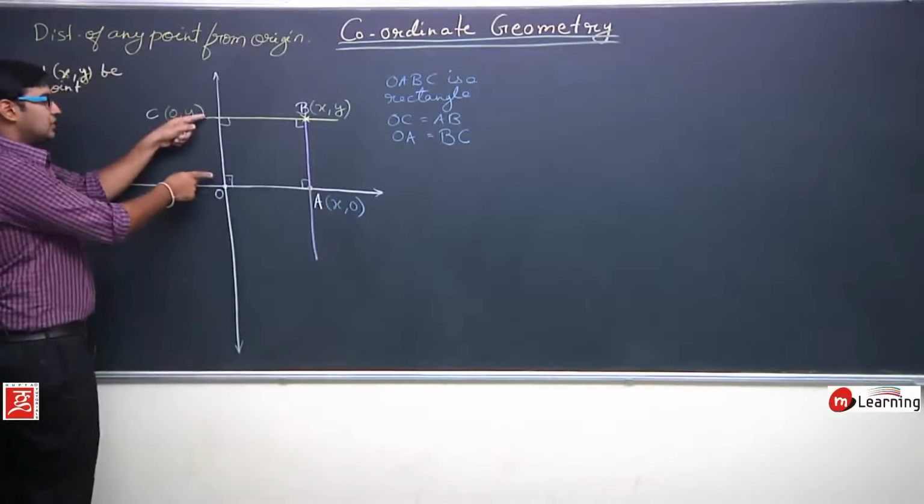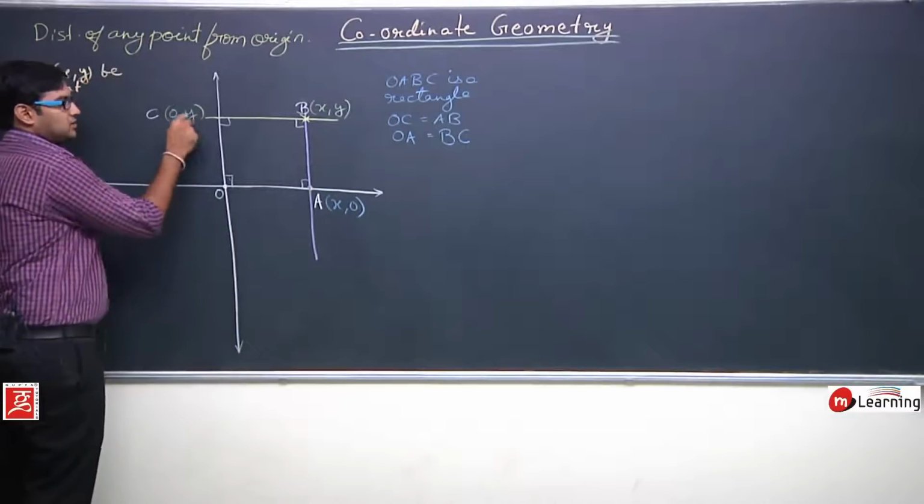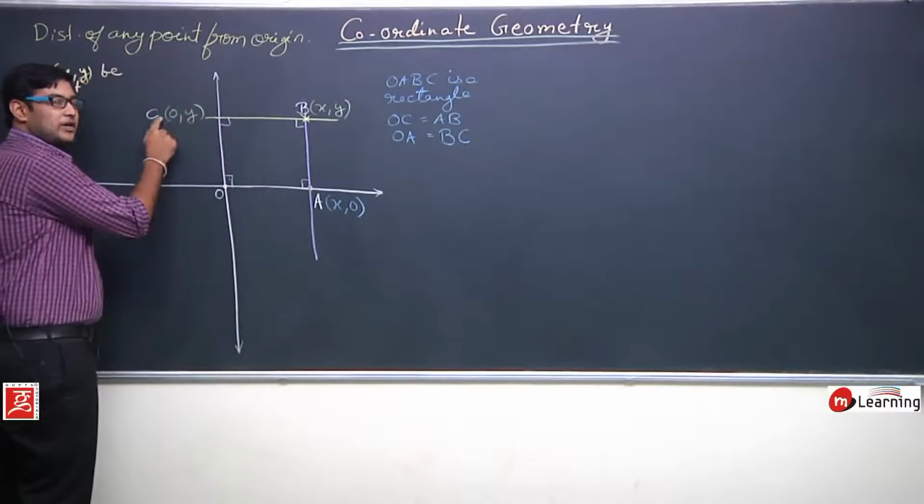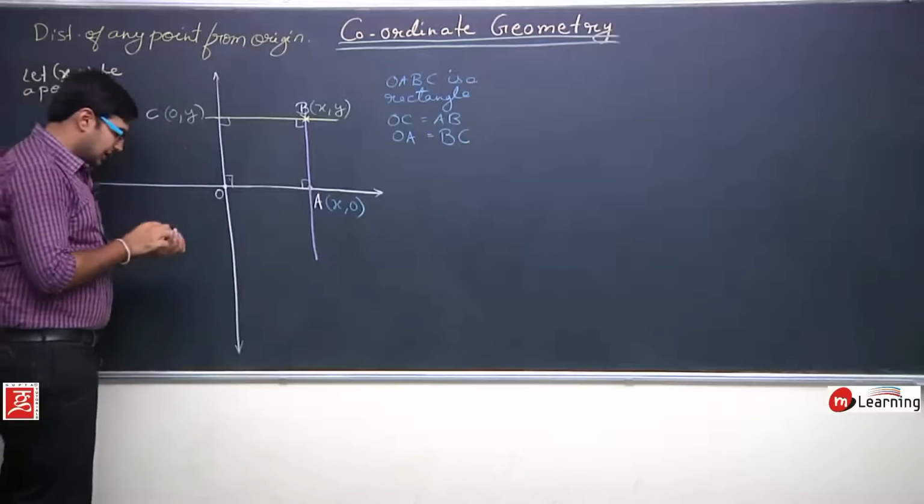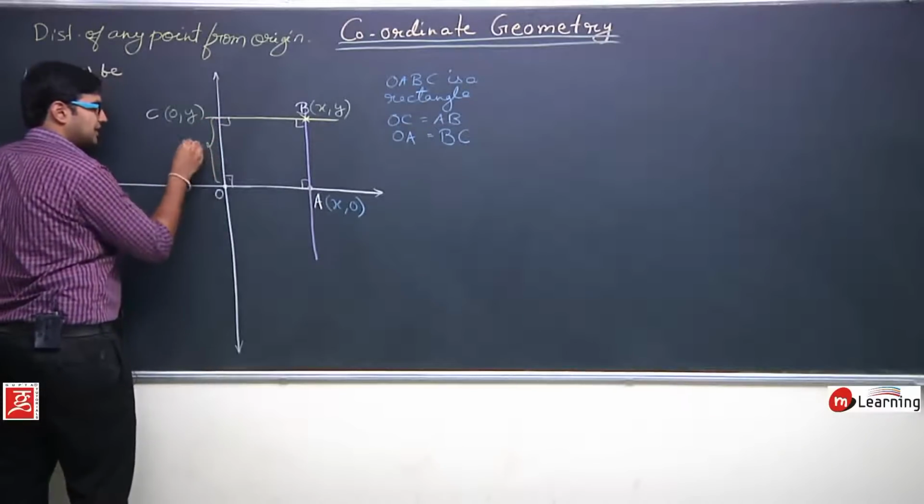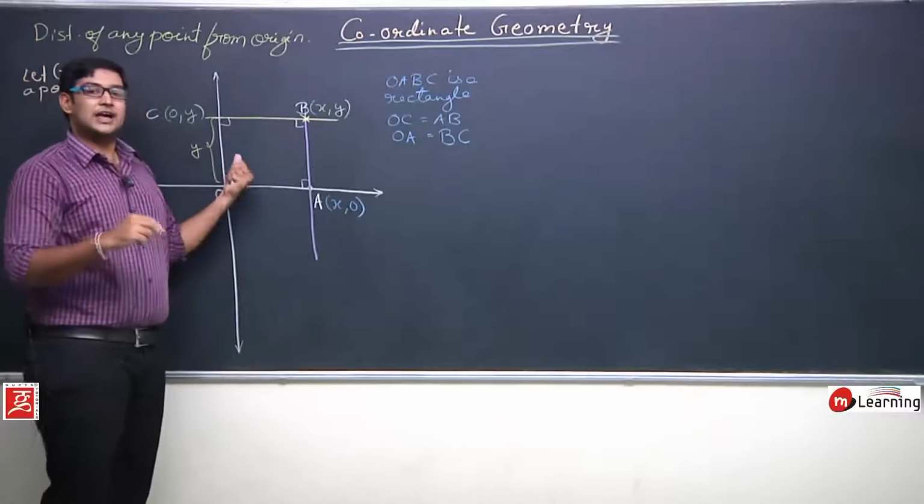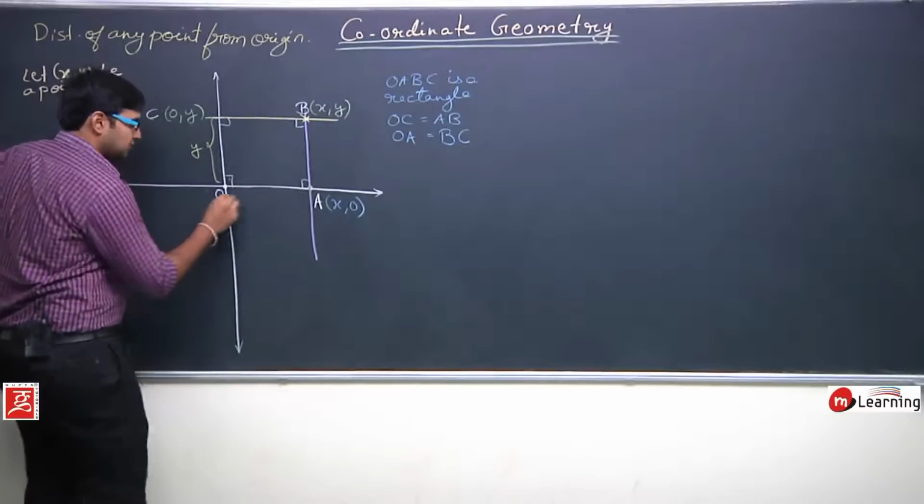Now, what is the length of OC? You can see that the y coordinate for this C point is y. So the length of this line is basically y units. Okay, the length of this line is y units. And what is the length of this OA?